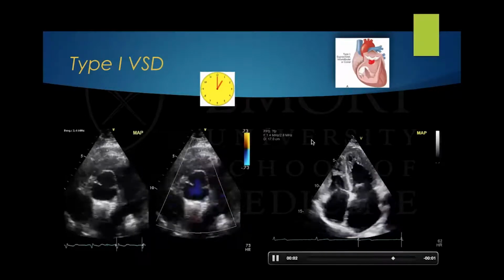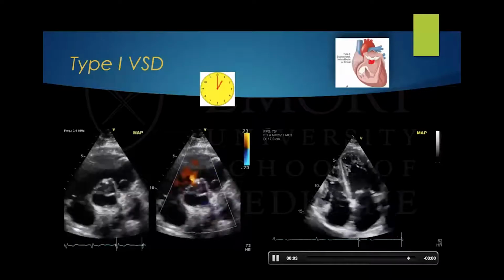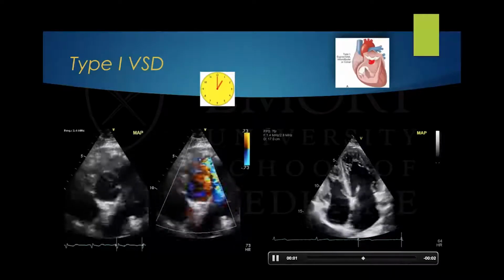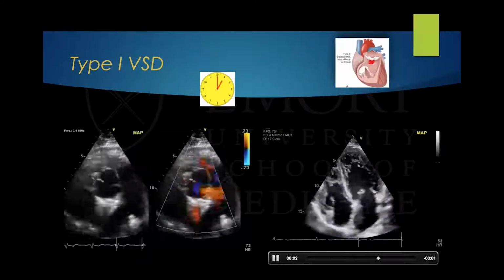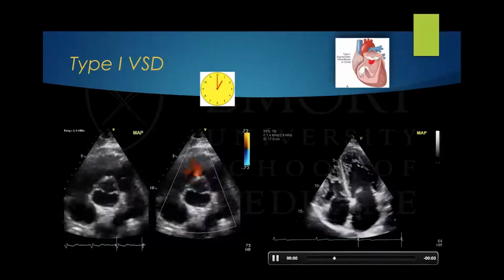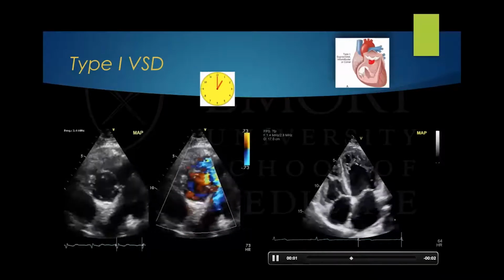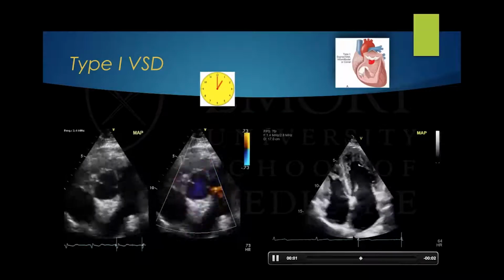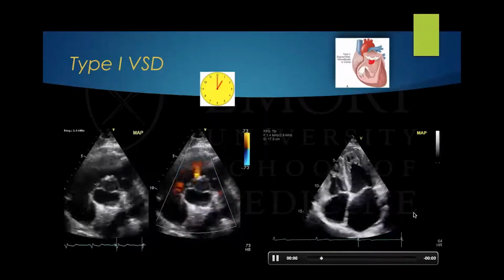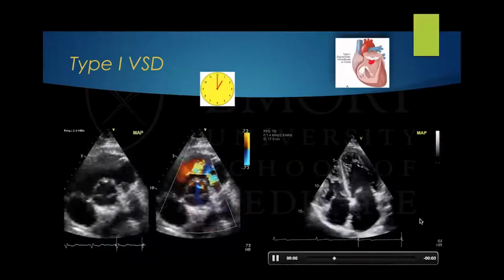All VSDs are going to dilate the left-sided chambers. So on your 4-chamber view, you will appreciate that the left atrium is much larger than the right, as well as the left ventricle. In my experience, I've encountered that the left atrium dilates before the left ventricle. So just pay attention to those chambers. Patients can present with AFib due to the atrial dilation.